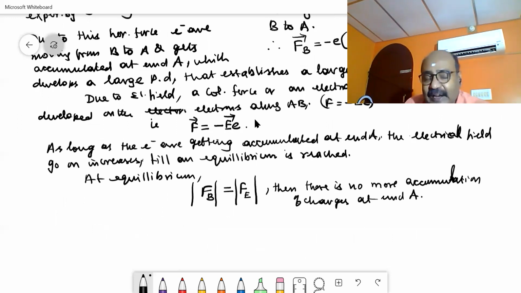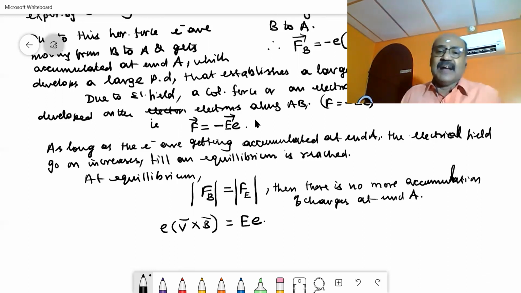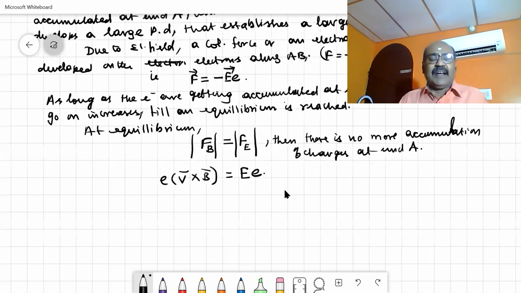So when you are considering the magnitude of the magnetic Lorentz force, e v cross B is equal to the force due to the electric field, which we have written as eE. In both cases, I have not applied the minus sign to the electron's charge because I have taken only the magnitude. Now take the magnitude for the left hand side.